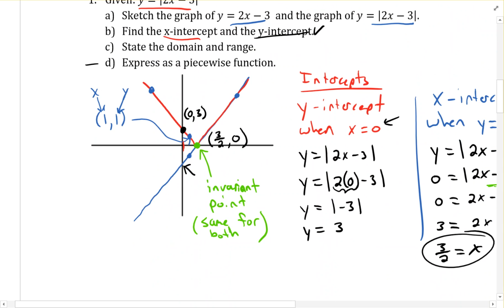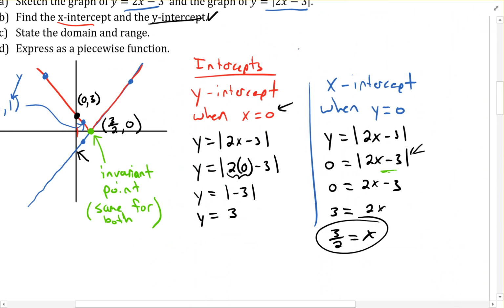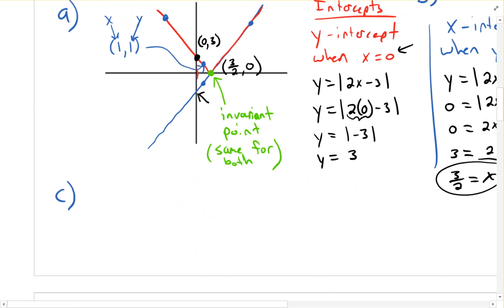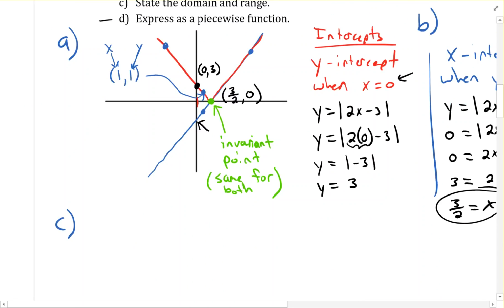Next one says state the domain and range. Well, let's just put A and stuff on these. So that was A. This was B. So now we're dealing with C. All right, so state the domain and range. So remember, domain was your x, right? Like the left and right. So you got to ask yourself, you can see that it looks like it goes forever to the left and goes forever to the right. The only way that it wouldn't is if you were dividing by 0. So it'd say, do we divide by 0? And the answer is no.